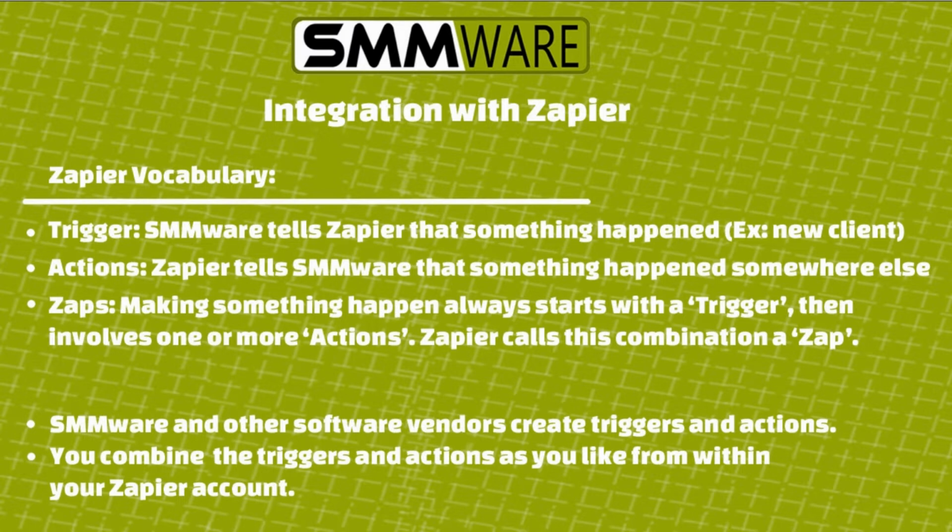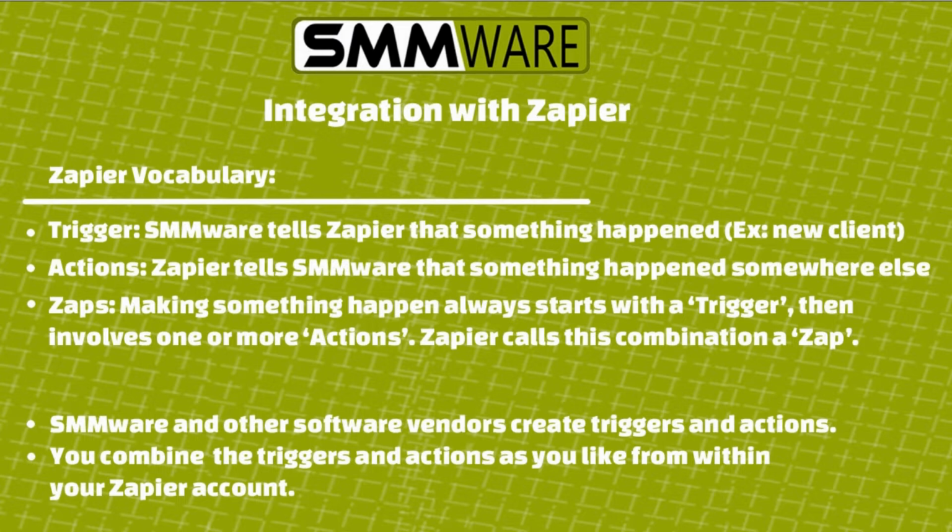There's a little bit of vocabulary to learn. A trigger is when SMMware tells Zapier that something has happened, for instance, a new client. An action is when Zapier tells SMMware that something has happened somewhere else. And in order to make anything useful happen, you have to combine at least one trigger and then one or more actions. Zapier calls this combination a zap.